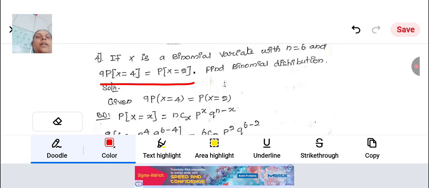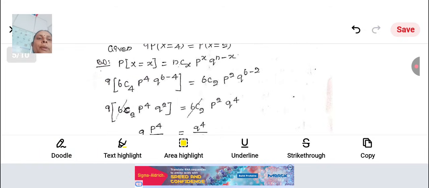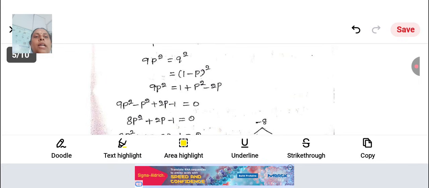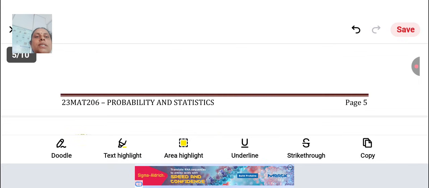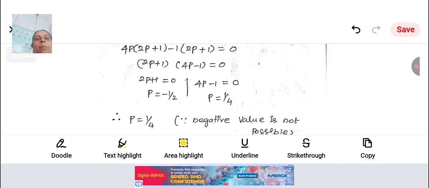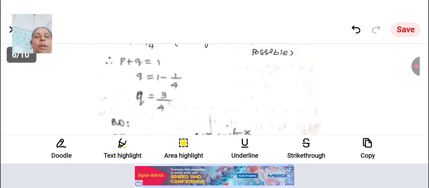Then here we operate on both. The formula is nCx p power x q power n minus x, and we substitute the n value. After simplification we get the p value as minus 1 by 2 and the q value as 1 by 4. Here we take the positive value; we are not taking the p value as negative, so definitely the p value is 1 by 4. Then p plus q equal to 1, and knowing the p value, we find the q value. So this is the binomial variate.